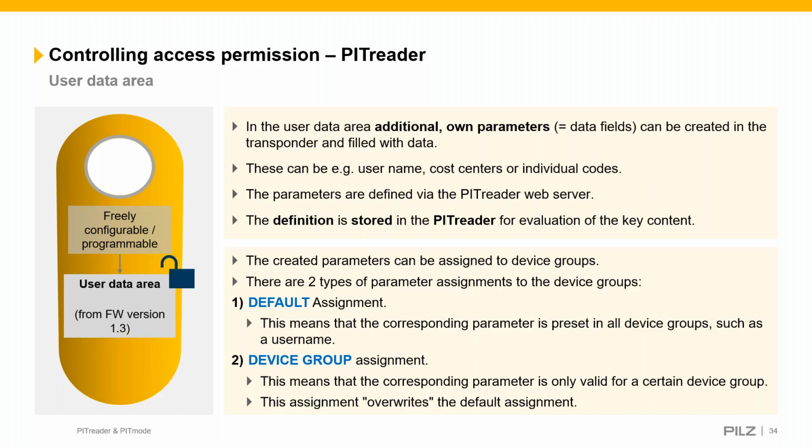There are two types of parameter assignment to device groups: default assignment, and this means that a corresponding parameter is present in all device groups, such as a username. And then we have device group assignment. This means that the corresponding parameter is only valid for a certain device group. And this assignment overrides the default assignment.